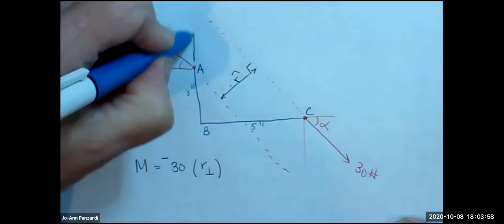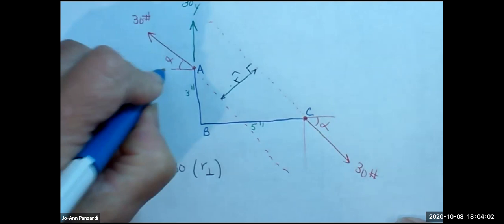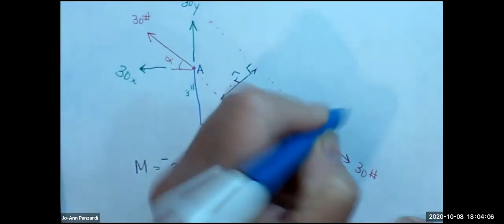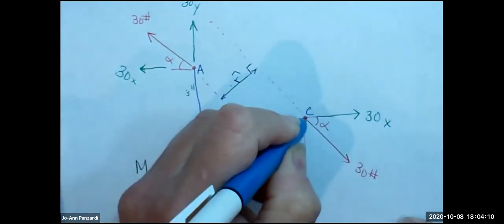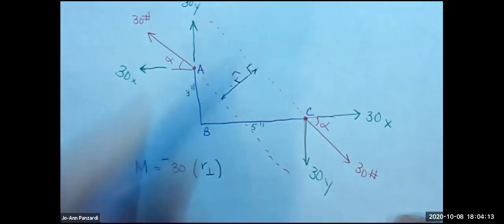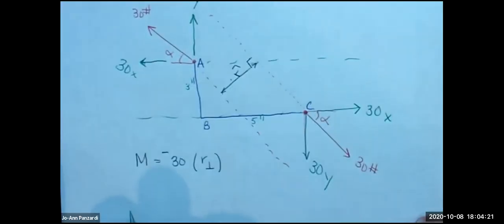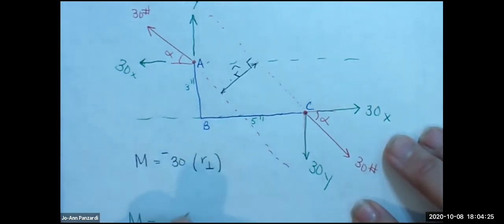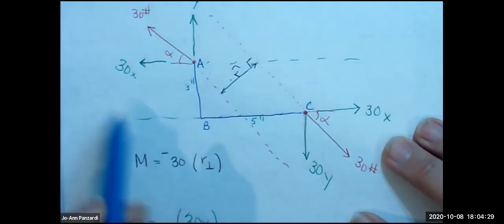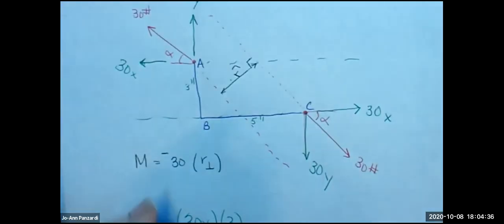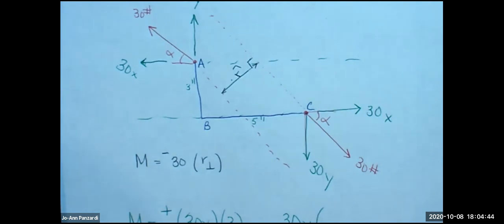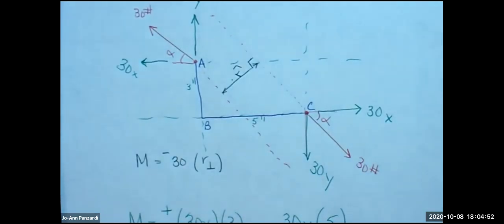Okay, but let's say I don't have that perpendicular distance. Instead, I'm going to break this couple. Here's the 30y, here's the 30x, and here's a 30x, and here's the 30y. There are two couples now, right? So the moment is going to be equal to, there's the 30x couple, and what's its perpendicular distance? 3. Does it create a positive or a negative moment? Positive. And then I have the 30y, and what's its perpendicular distance? 5. And does it create a positive or negative? Negative.